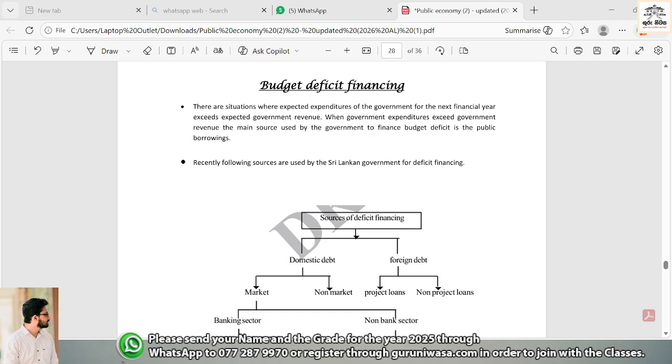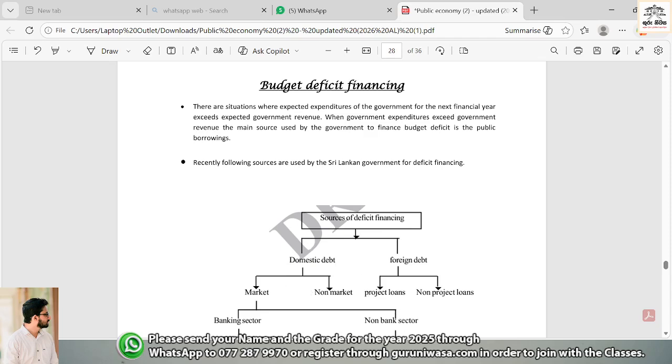Just imagine, in your household, monthly income is 500,000 and expenses are 1 million. Then you can't just say, oh, I have a shortfall. With the lack of income, you have to immediately bridge this gap. You have to finance it. Finance means you have to take a loan.